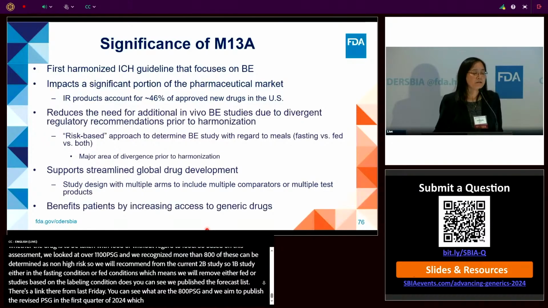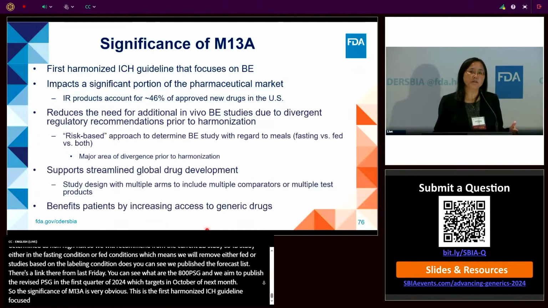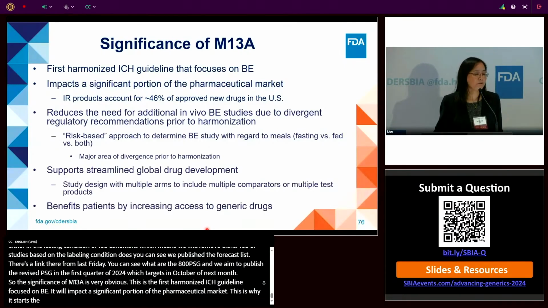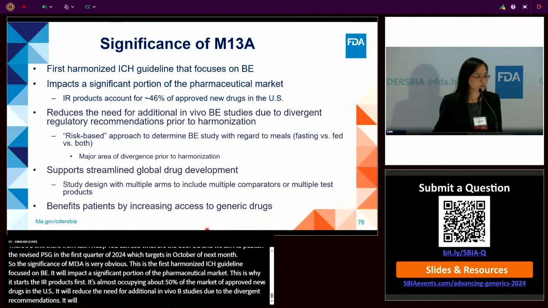So the significance of M13A is very obvious. This is the first harmonized ICH guideline focused on BE. It will impact a significant portion of the pharmaceutical market. This is also the reason why ICH started with IR products first, because they occupy about 50% of the market, or of approved new drugs in the US. And it will reduce the need for additional in vivo BE studies due to divergent recommendations. And it will support more streamlined global drug development.